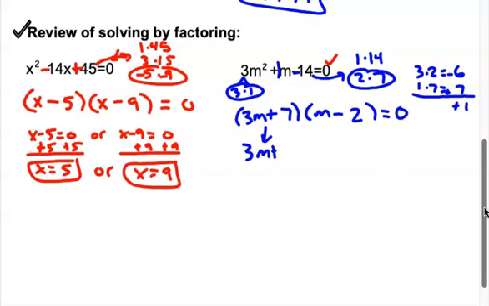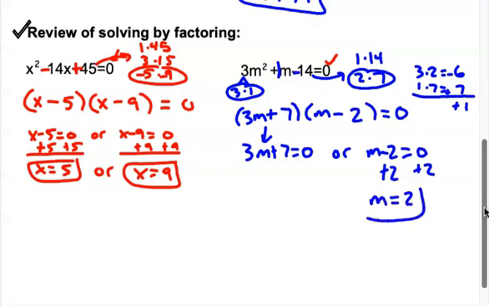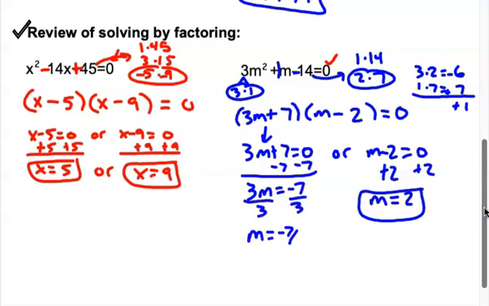I have the zero product property that applies now. I have two solutions that are possible. One of them solves pretty quickly over here. Just add 2 to both sides. So m equals 2 is a solution here. Over here, I need to subtract 7 from both sides first. And I get 3m equals negative 7. Now I'm going to divide by 3. So my other answer is negative 7/3.